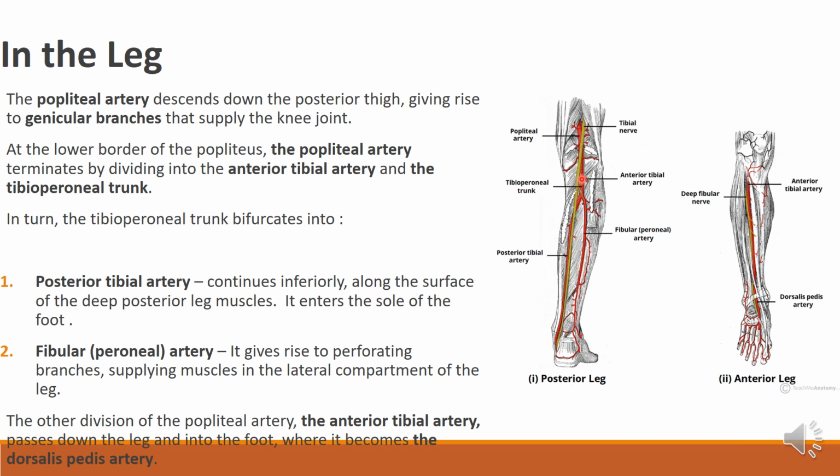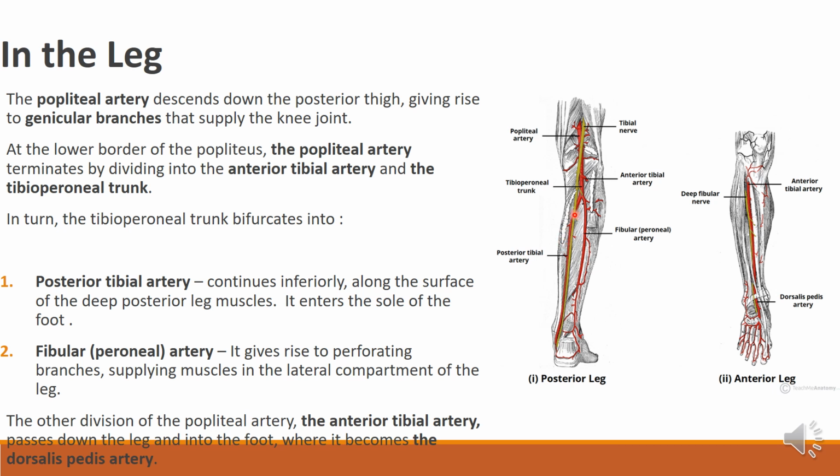The other division of the popliteal artery, called anterior tibial artery, comes forward and supplies different muscles of the anterior part of the lower leg and at the level of lateral and medial malleolus, it enters the foot as dorsalis pedis artery. So, in the lower leg, the arterial supply is from popliteal artery. It gives many branches to the knee joint called the genicular arteries. It continues and divides into anterior tibial and posterior tibial.